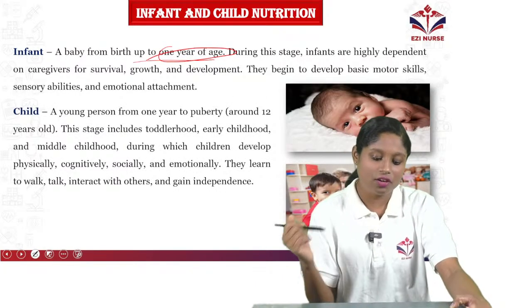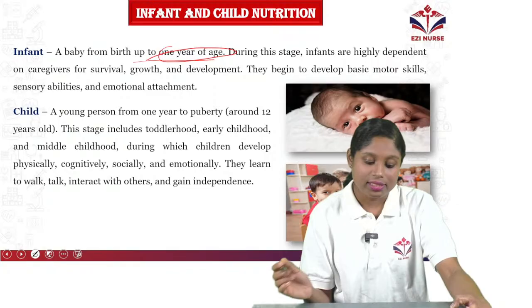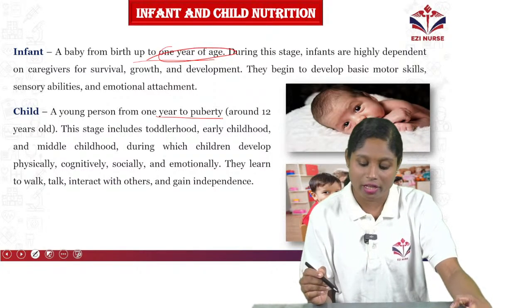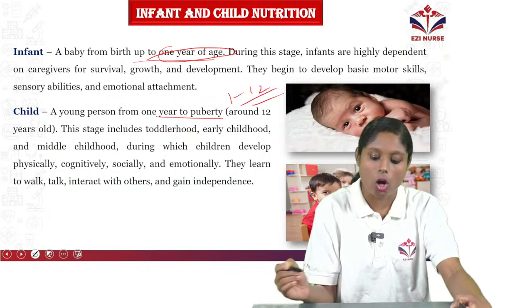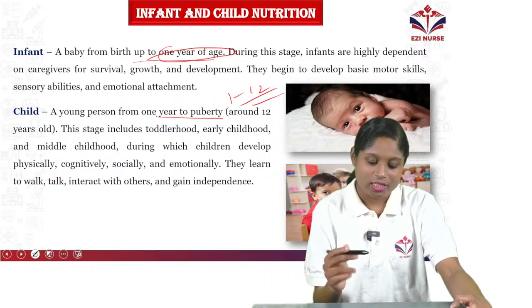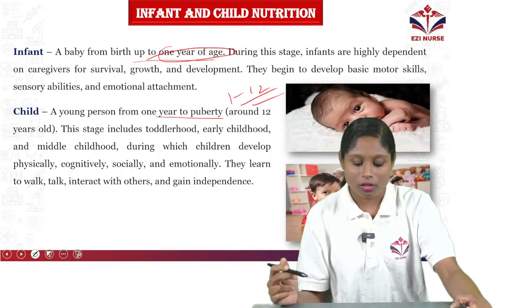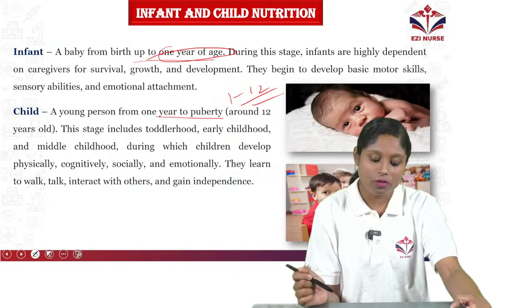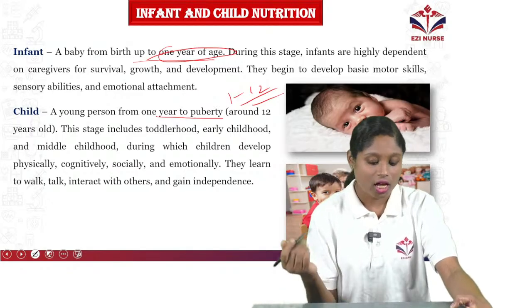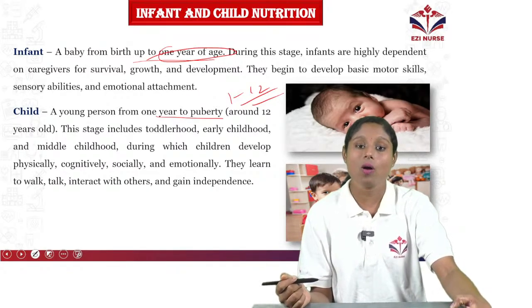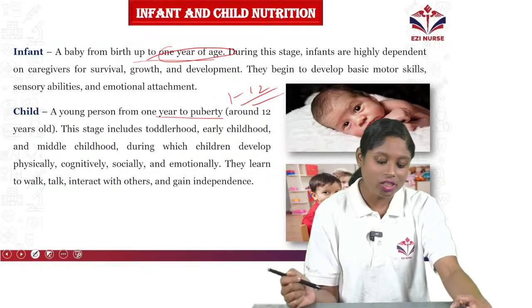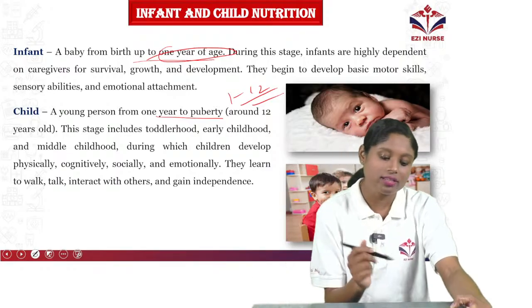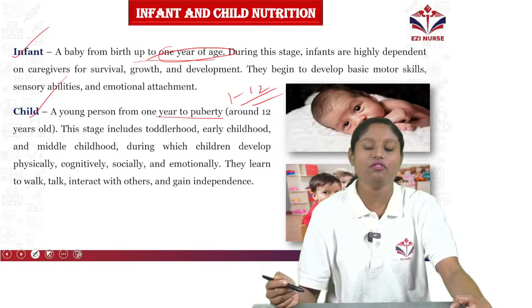That period is infant. Now coming to the child. A child is a young person from 1 year to puberty, around 12 years of age. So 1 to 12 years we will call them child. This stage includes toddlerhood, early childhood and middle childhood, during which the child will develop physically, cognitively, socially and also emotionally. They learn to walk, talk, interact with others and gain independence. So this is the definition of infant and child.